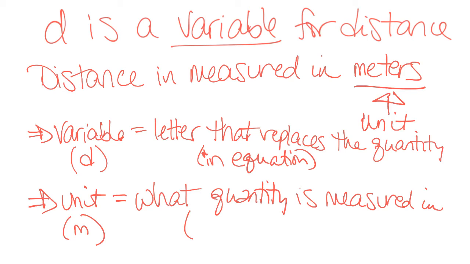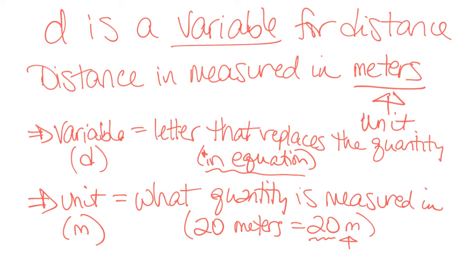So if I was going to talk about 20 meters as a number, I could write 20m. So the unit is the thing that comes after a number, and the variable is the thing that's in an equation. And it's really important that we keep those clear because a lot of people mess those up. So that's why we're having this little talk right now.